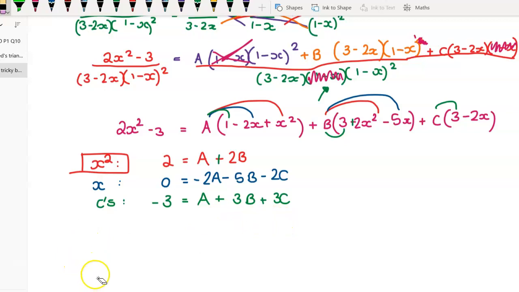Let's go and put that all back in the calculator. Let's see if I've done it right this time. I'm just going to pause it. 1 minute. Okay, this looks a lot better this time.